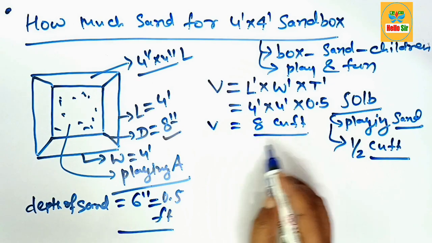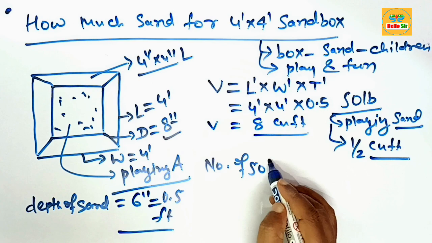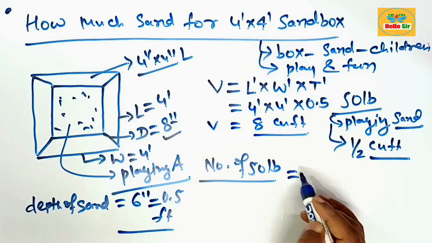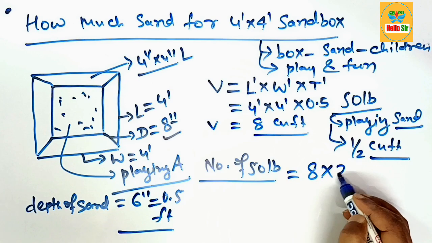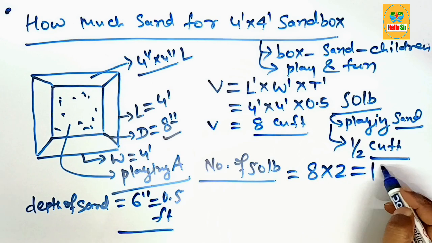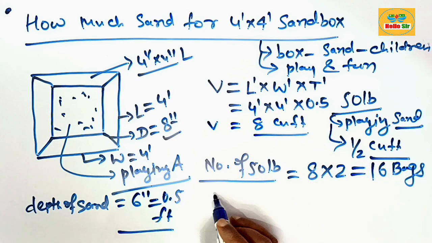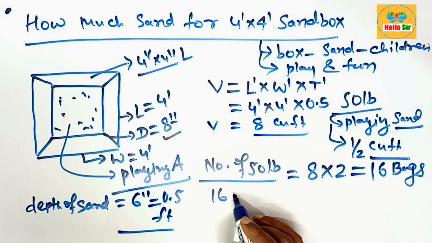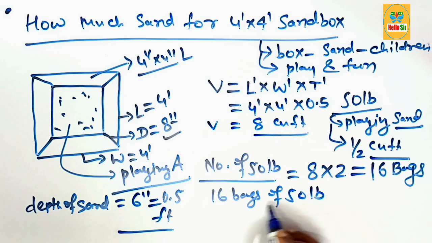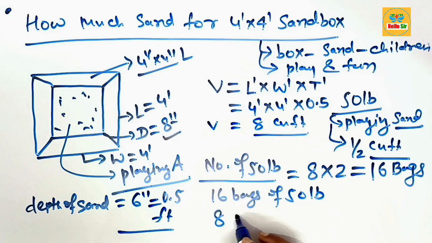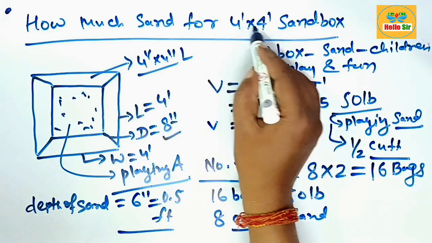For 8 cubic foot volume, to get the number of 50-pound bags of playing sand, you just multiply the volume in cubic foot, 8 multiplied by 2, this will come to about 16 bags. It means you need something like 16 bags of 50-pound playing sand, or 8 cubic foot of sand, for a 4 by 4 sandbox.